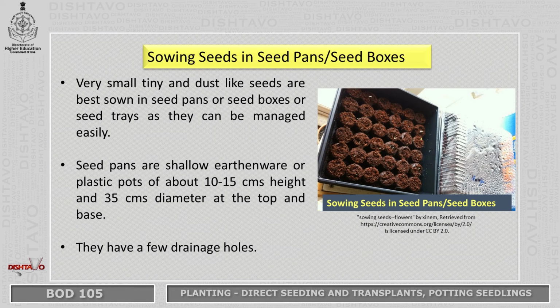Sowing seeds in seed pens or seed boxes. In the picture, you can see sowing seeds in seed pens or seed boxes. Very small, tiny and dust-like seeds are best sown in seed pens, seed boxes or seed trays as they can be managed very easily. Seed pens are plastic pots of about 10 to 15 centimeter height and 35 centimeter diameter at the top and base. They can have a few drainage holes.